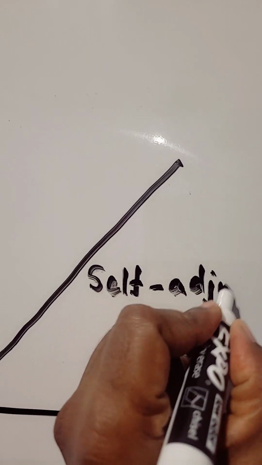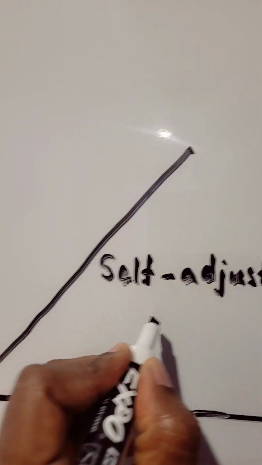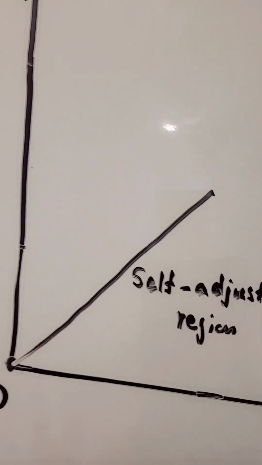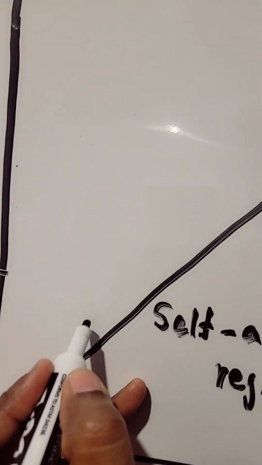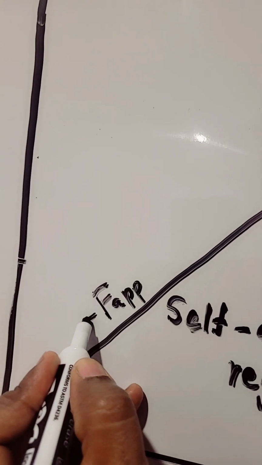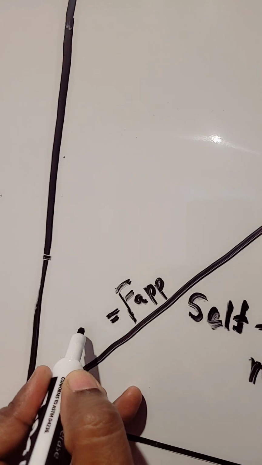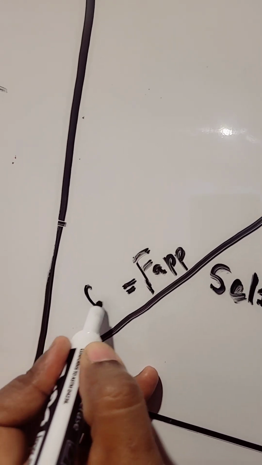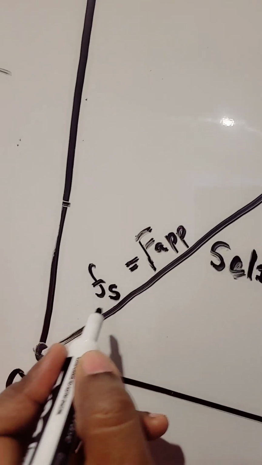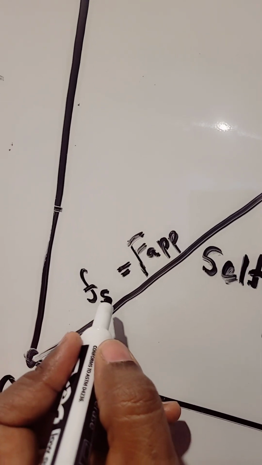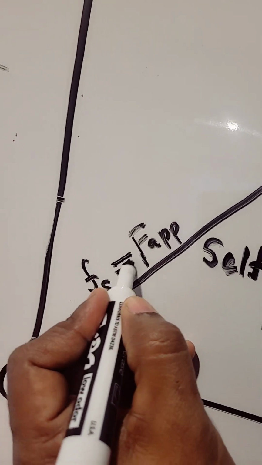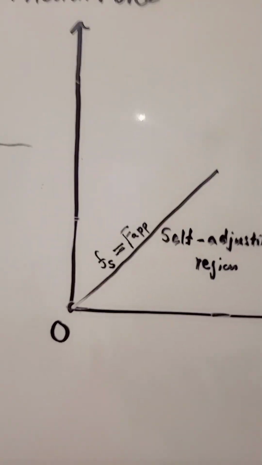Self-adjusting region. Okay, so along that region we'll have the applied force, F applied, is going to be equal to the static friction force. So F, lowercase f, usually stands for friction force, and subscript s stands for the static friction force. So the static friction force is equal to the applied force.